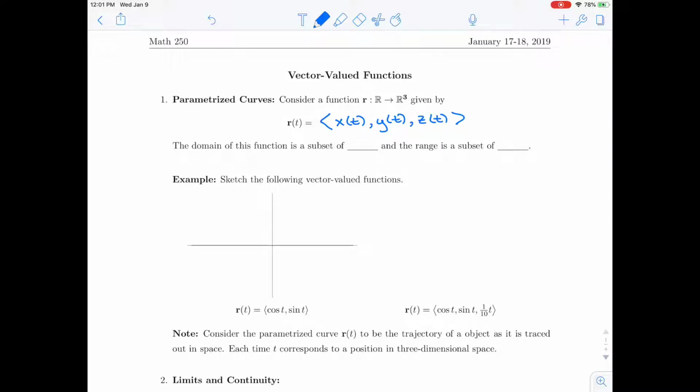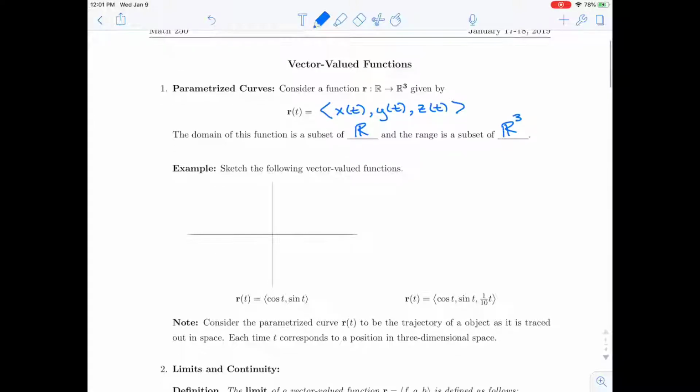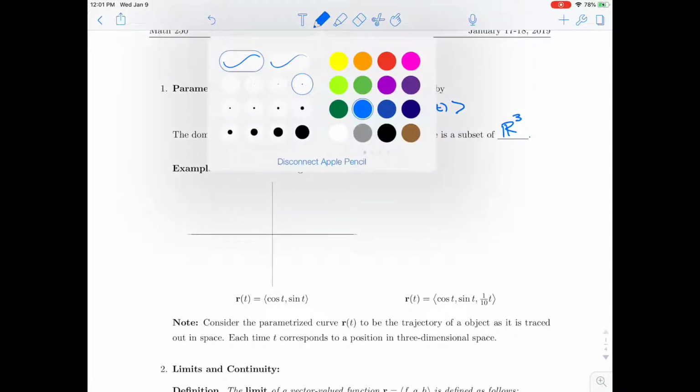So you can see that the domain of this function will be a subset of the real numbers because our inputs will just be a single value t, but the range will be a subset of R3 because our output is going to be a vector in 3 dimensions. So let me show you a couple of examples.